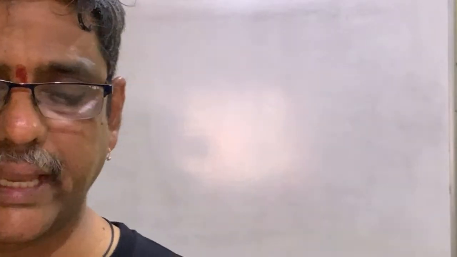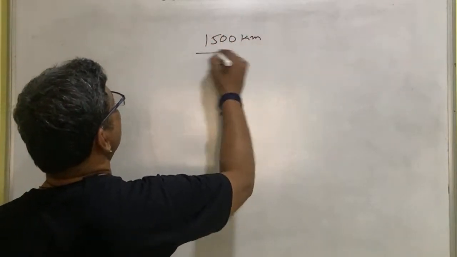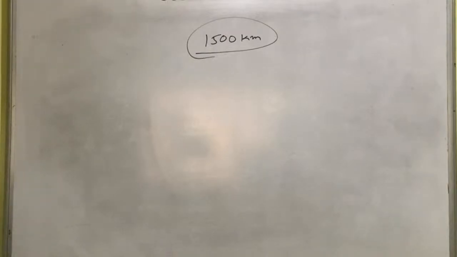See, an aeroplane left 30 minutes later than its scheduled time. In order to reach the destination 1500 kilometers away in time, it had to increase its speed by 250 kilometers per hour from its usual speed. Determine the usual speed. This is the question. Actually, what is the distance to be traveled? An aeroplane has to travel a distance of 1500 kilometers.